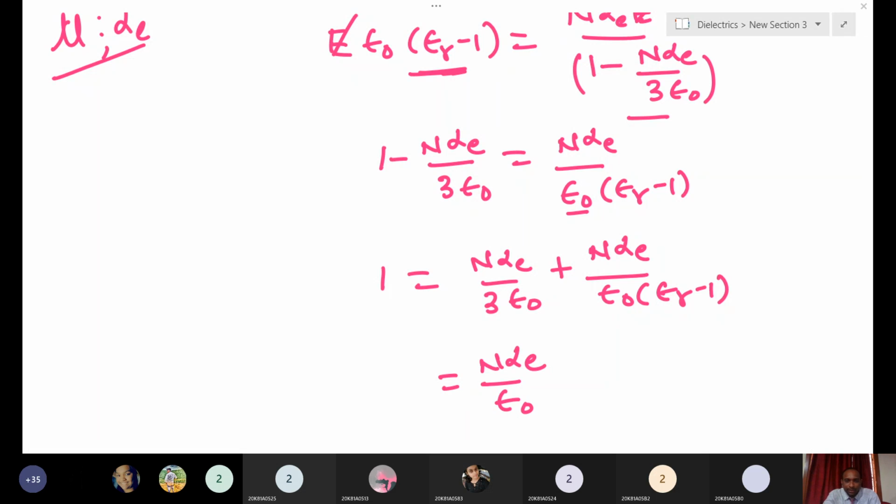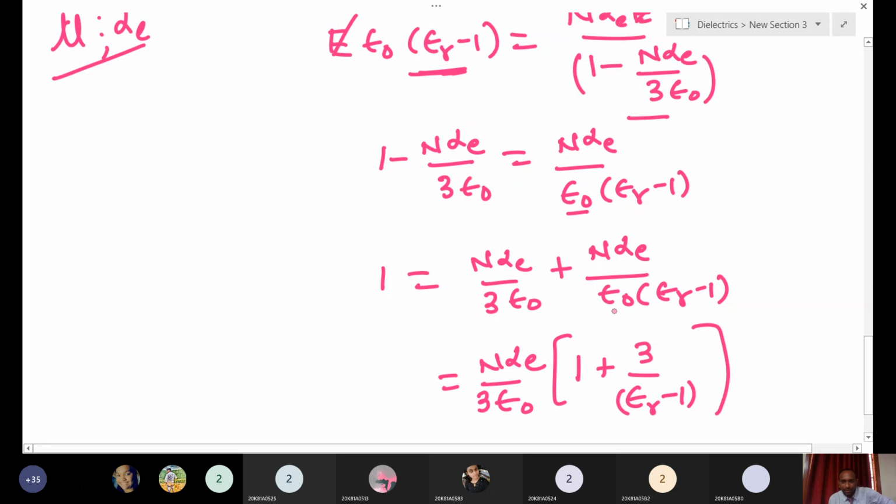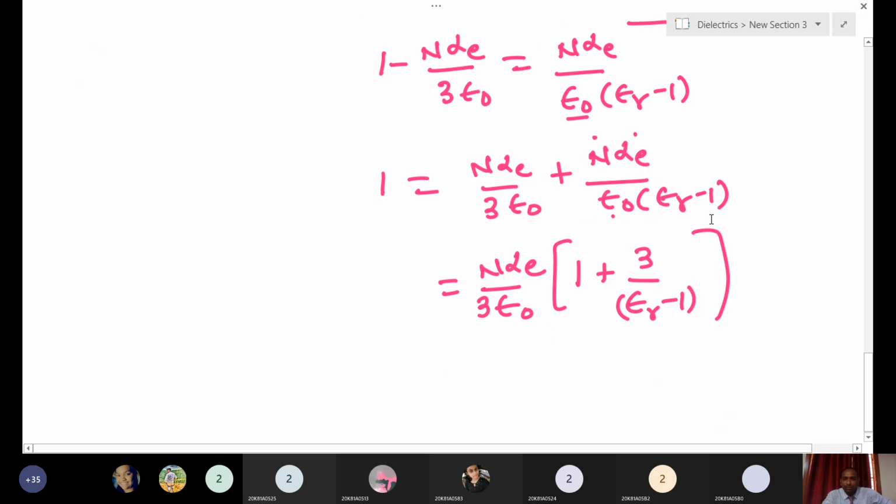Can we take n alpha e by epsilon naught out, or 3 epsilon naught also, you can take out here. You can take 3 also, or you can do it without taking 3. If you take 1 place here like this, what will you have in the numerator? 3. Next, in the denominator we have epsilon r minus 1. Because we already took out epsilon n alpha e, only this term remains here.